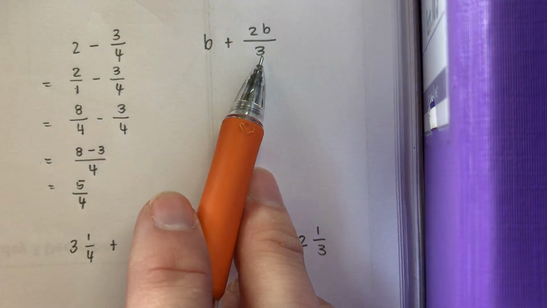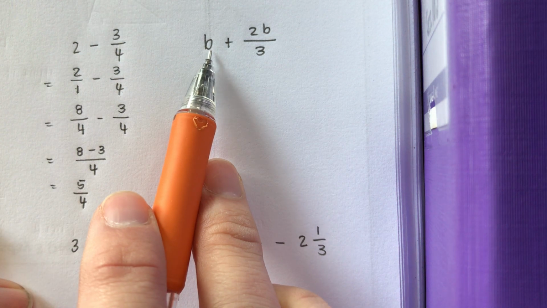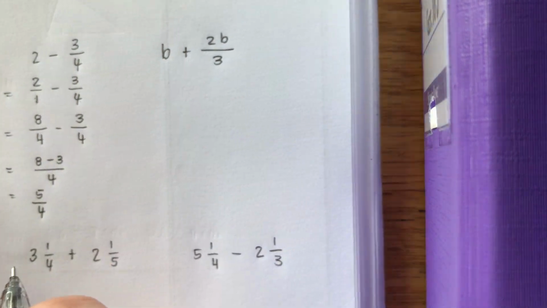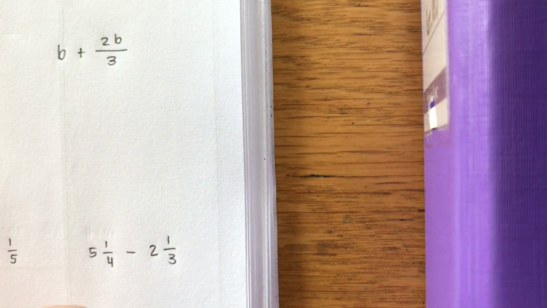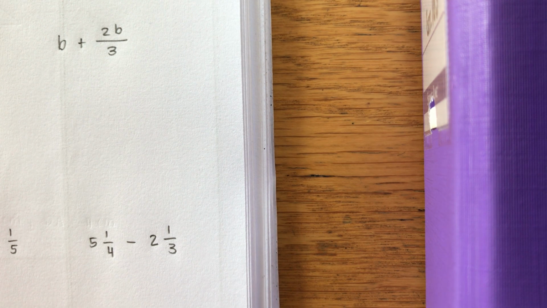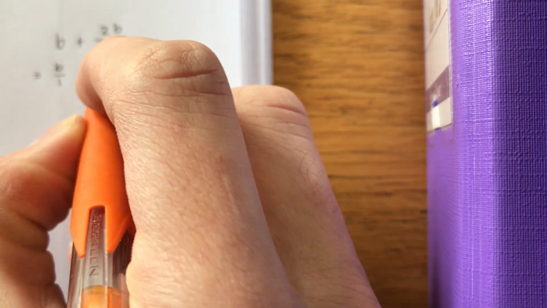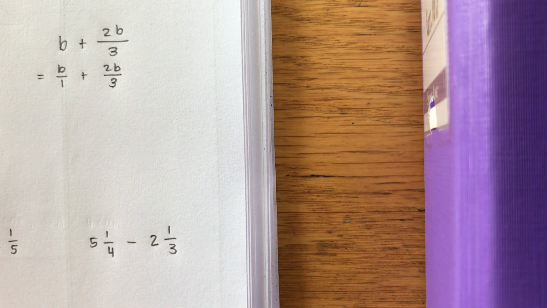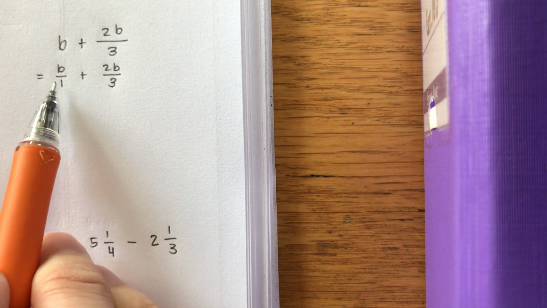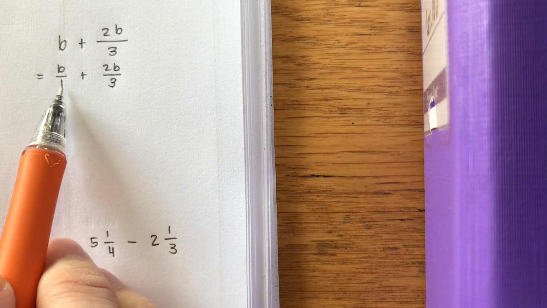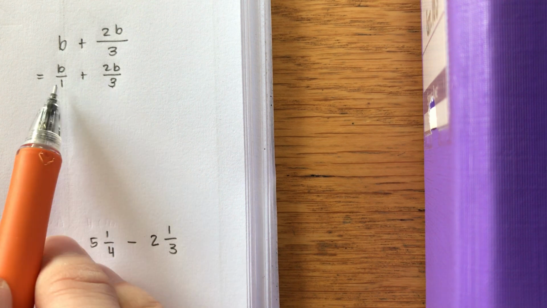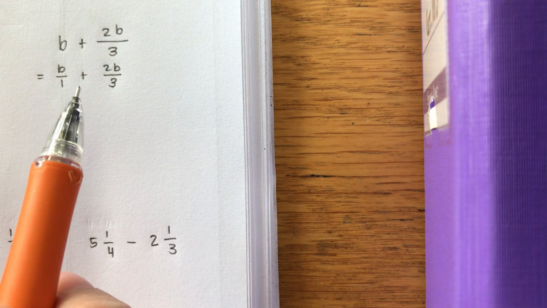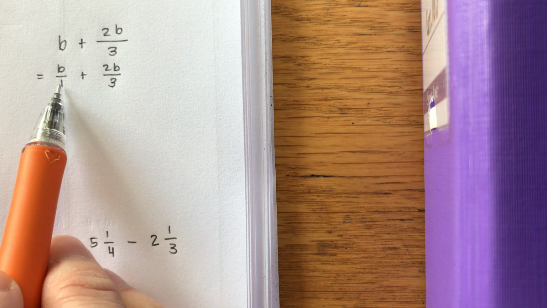And what we need to do there, once again we have b, we need to write it as a fraction. So the b we're going to change to b over 1. b over 1 plus 2b over 3. So there we have denominators of 1 and 3. And the lowest common multiple, that is what we are looking for when we look at the two denominators. The lowest common multiple, or you can call it the lowest common denominator, would be 3.